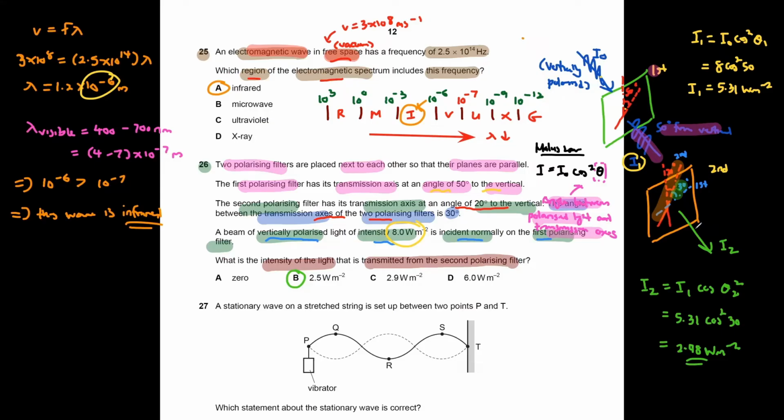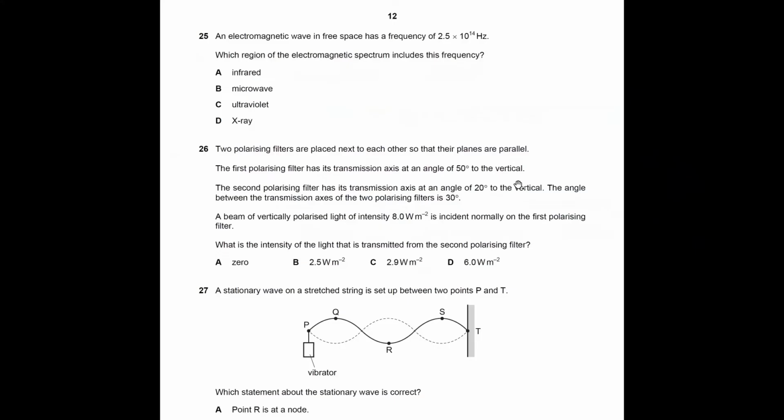For the light that emerged from the second polarizer, it will emerge with this intensity I2, and the direction of its oscillation will be 20 degrees from vertical. It follows the orientation of your transmission axis. So this is for question 26. Then I move on to 27, which is your stationary wave.